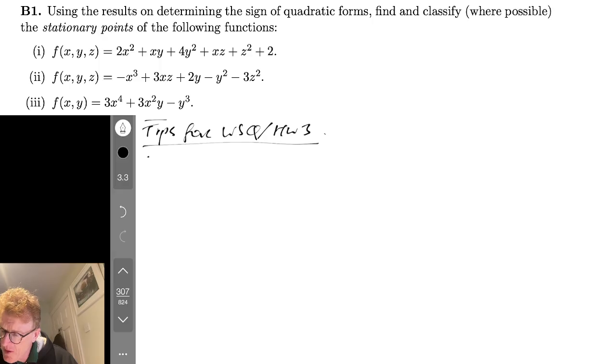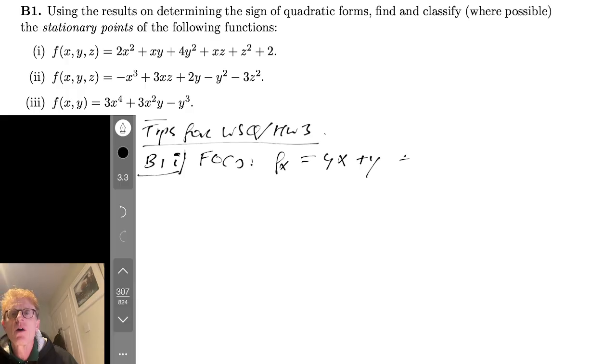Let's look at B1. Stationary points are asked for 3 functions. One, it's a quadratic function. So step 1 is to write down the FOCs. So the f dx is 4x plus y plus z is 0. That's number A.